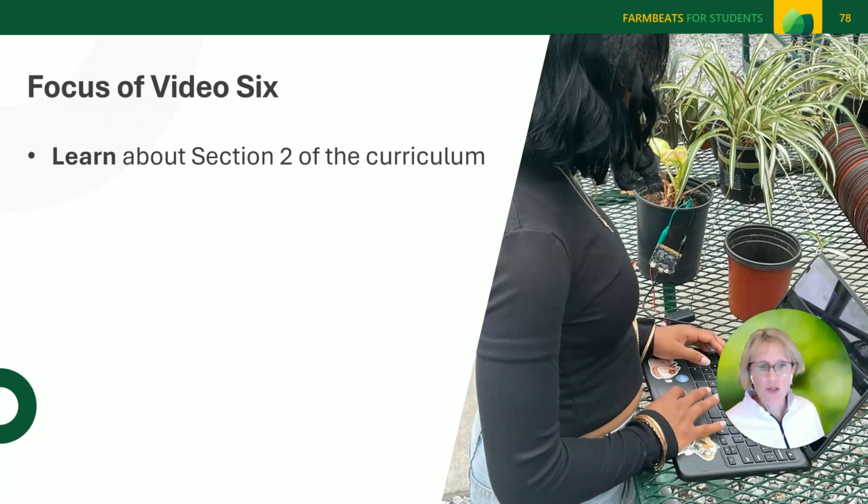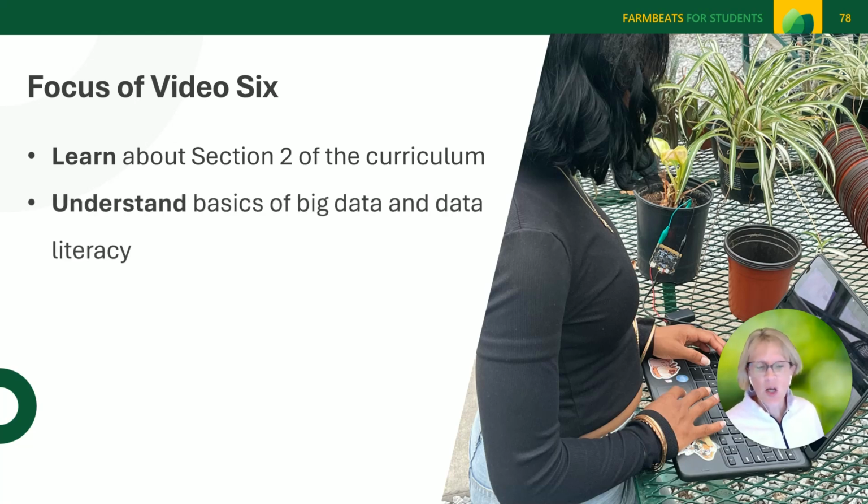If you have not watched the previous videos in this series and become oriented with the activities in Section 1 of the curriculum, you want to exit this video and head over to the other videos in the FarmBeats playlist. This video will give you an overview of the activities in Section 2 of the FarmBeats for Students curriculum. We'll explore data literacy concepts, calculating growing degree units, and leveraging Excel and AI tools to make informed agriculture decisions. You'll also get a preview of the content included in video 7.